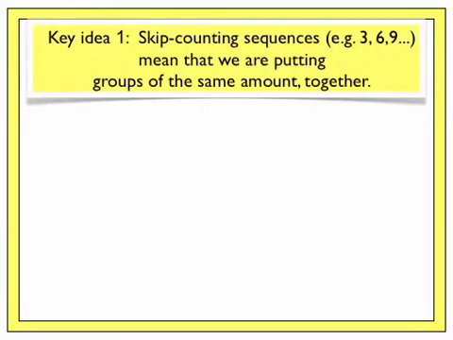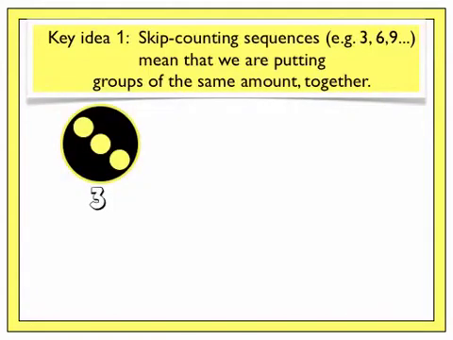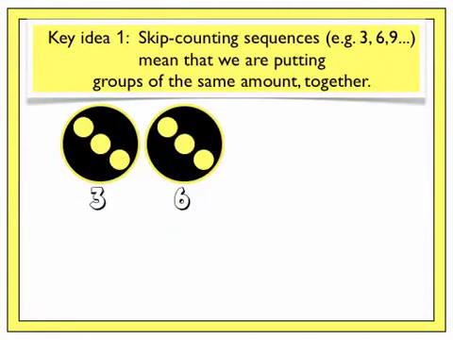Let's begin. The first key idea is that in skip counting sequences, for example 3, 6, 9 and so on, we are putting groups of the same amount together. Take a look at this model. First, we have a group of 3 yellow dots. Next, we add on another group of 3 yellow dots. These two groups are equal as they both have 3 yellow dots in them.